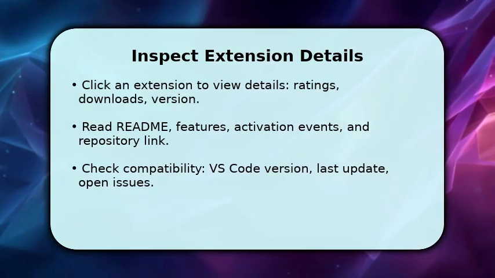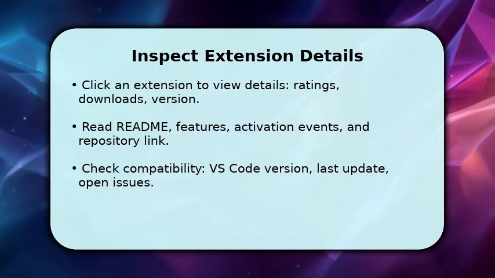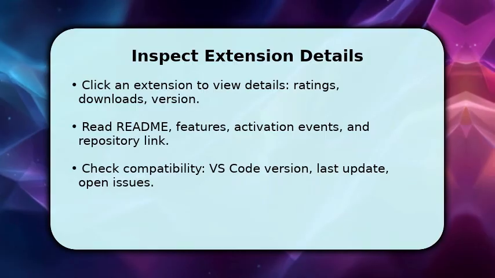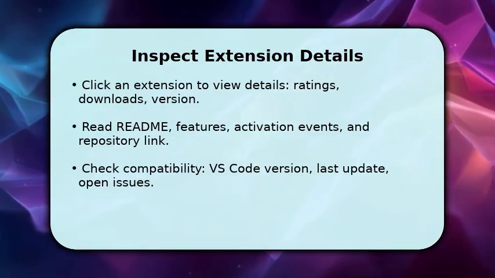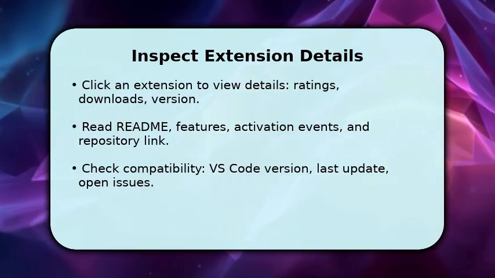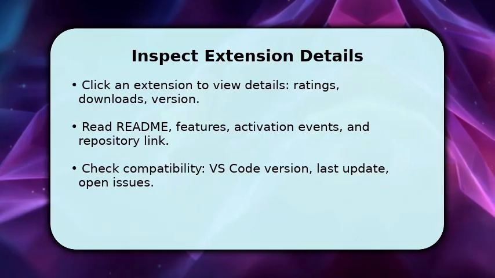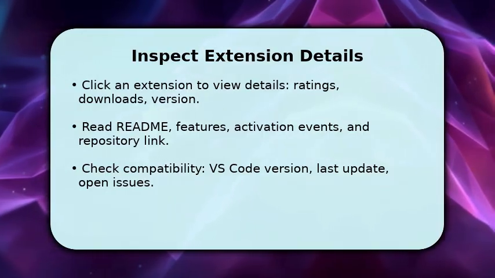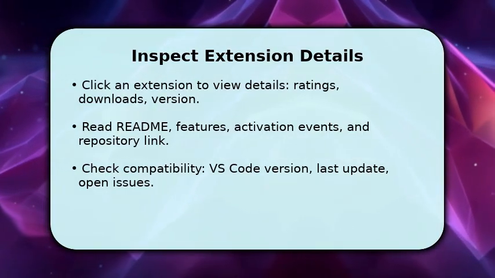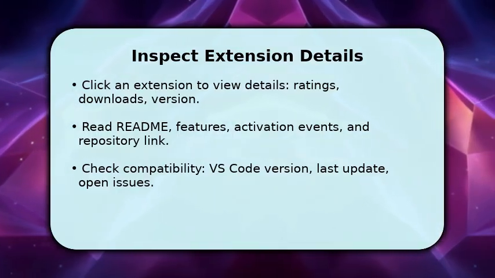Once you click an extension, examine its details so you understand what it does and why it matters. Look at ratings and download counts as quick trust signals, then read the README to see features and usage examples. Make sure the extension supports your VS Code version and note activation events to understand when it runs. Also open the repository link to inspect issues or source if you care about security. These middle steps prevent surprises and ensure the extension fits your workflow.